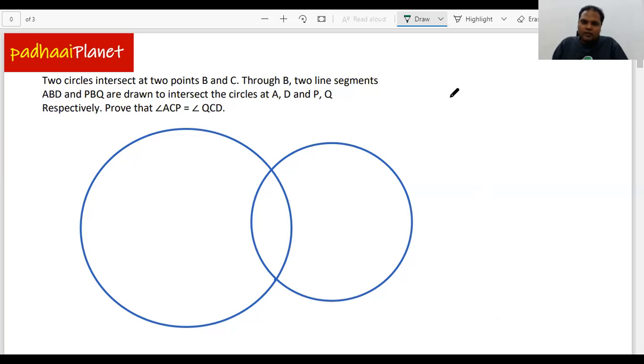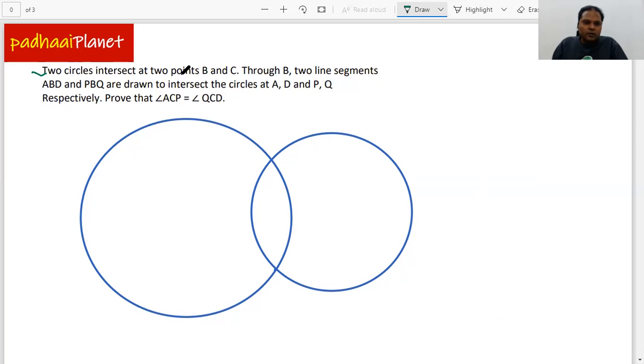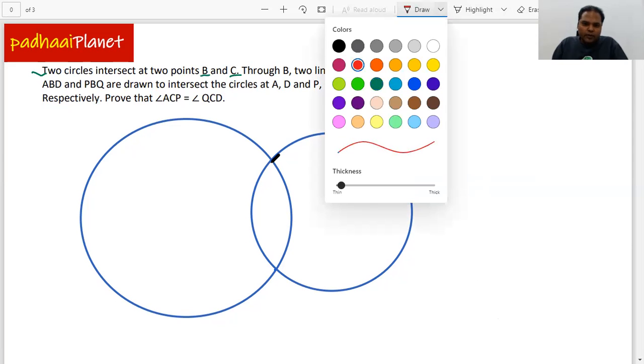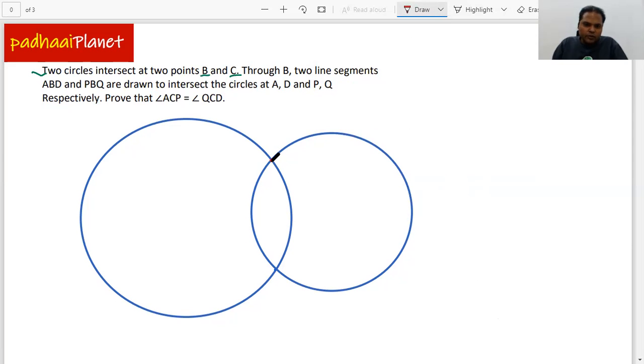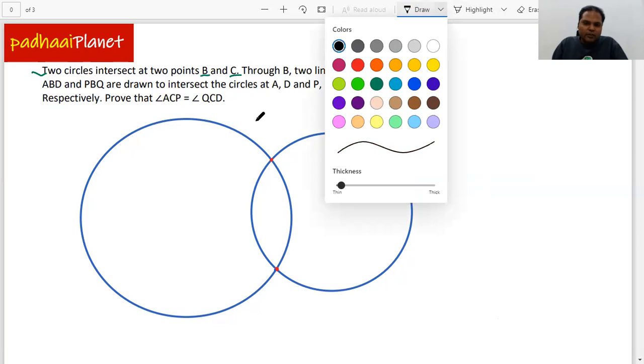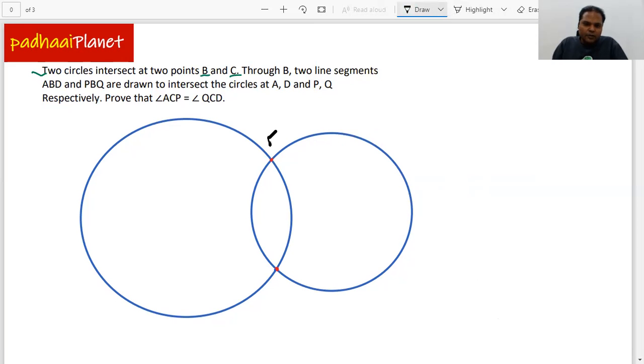Let me quickly share my screen so that we can start the discussion. There is the question, and it says that there are two circles, and these both circles are intersecting each other at points B and C. So let's quickly make these points here. These two circles are basically intersecting each other at these two points, and let's name them B and C.